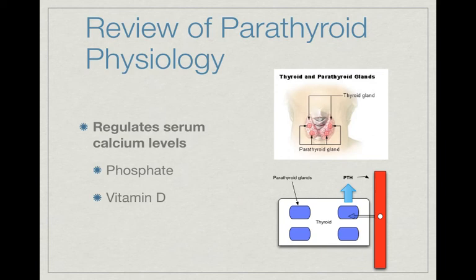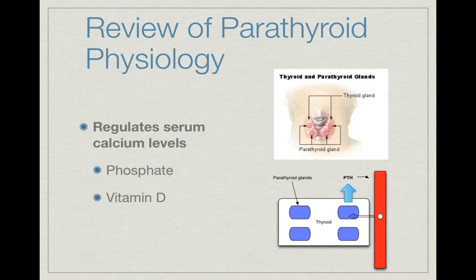So when you think of PTH, think calcium. That's the primary job of PTH. PTH regulates serum calcium levels. When calcium levels are low, that's the stimulus for the parathyroid glands to secrete parathyroid hormone into the blood, which then has effects on end targets, which we'll talk about in a second.